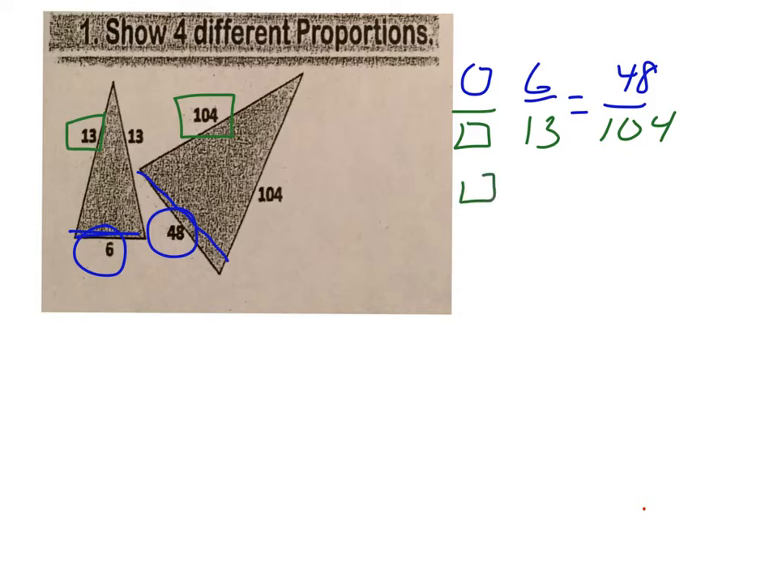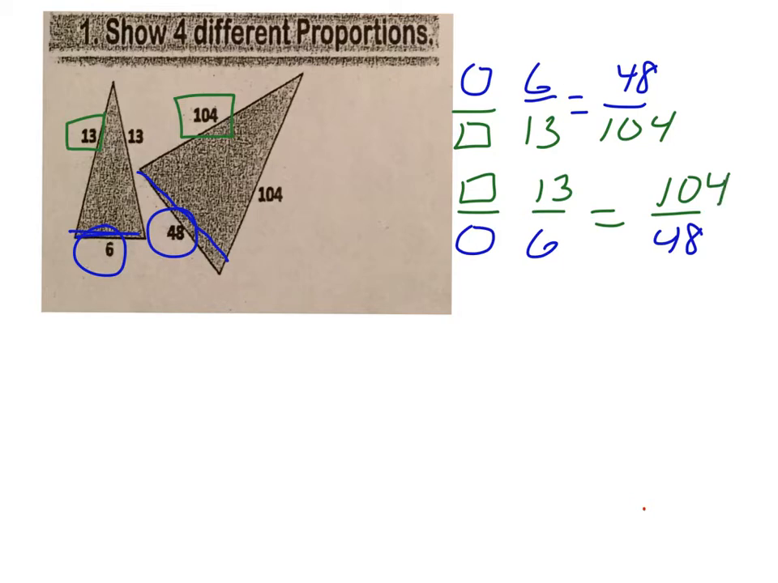So to set up a proportion, I'm going to do circles over squares, and then I will have 6 on top and 13 on bottom, and the 48 on top and the 104 on bottom. Now that's only one proportion, so I can go ahead and flip that and say squares on top and circles on bottom. So I will have 13 up here, 6 down here, 104 on top and 48 under, and that's a whole second proportion.